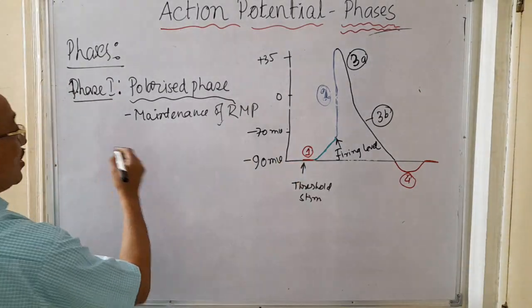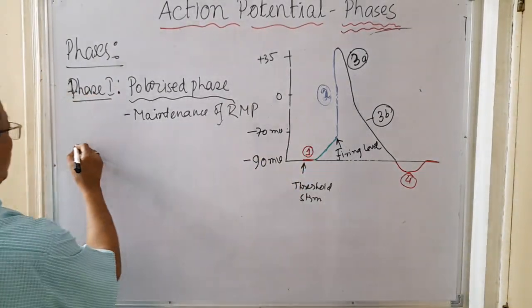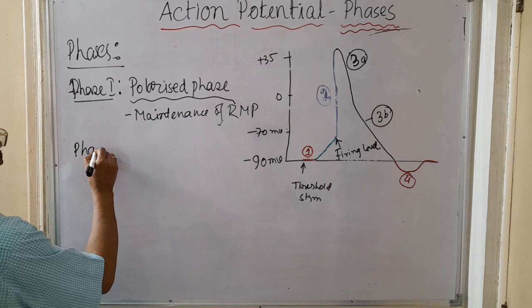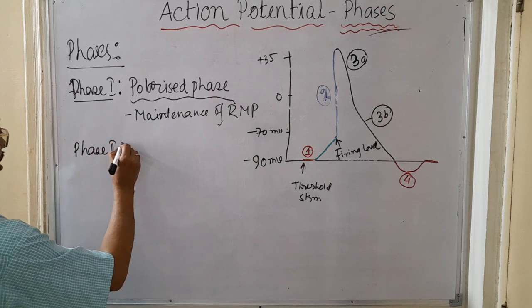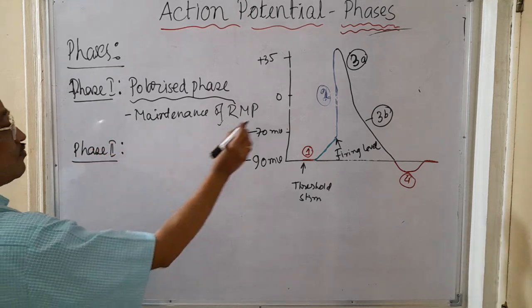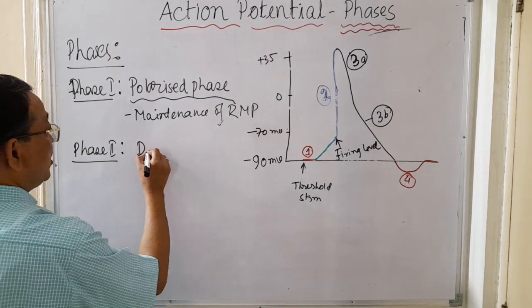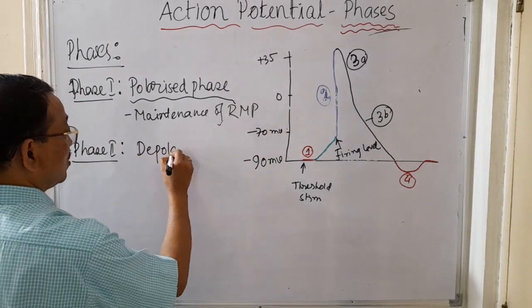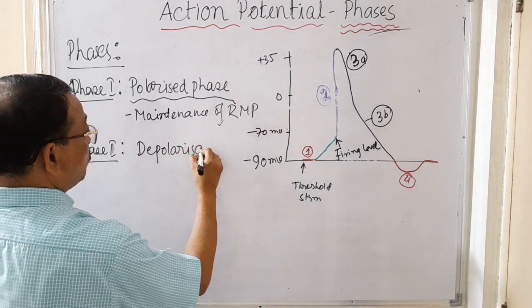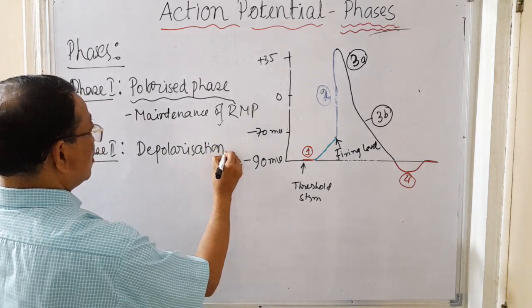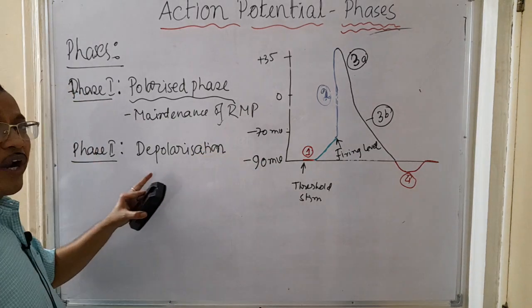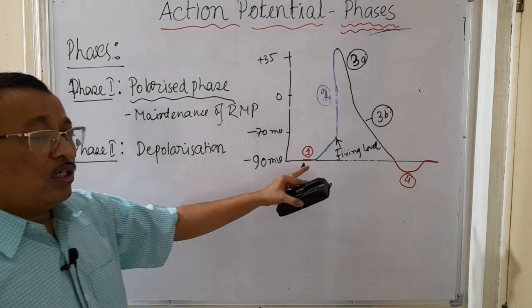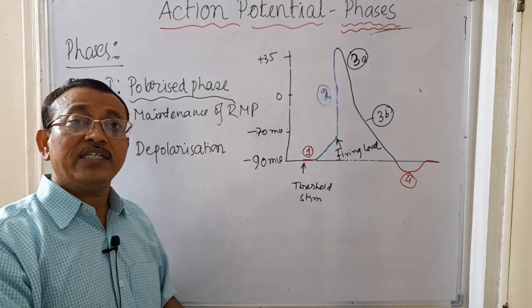Now what is happening in phase 2? The second one is phase 2. Initially, this phase is known as depolarization. Depolarization means, in this case, the polarized state of the membrane is disturbed.